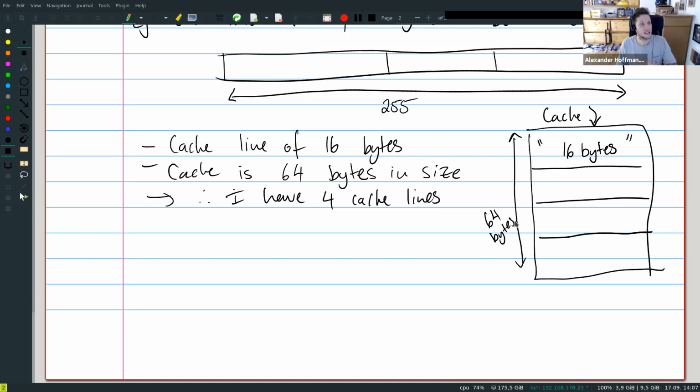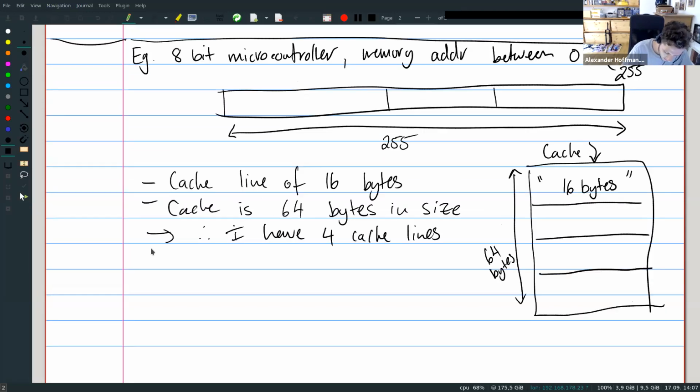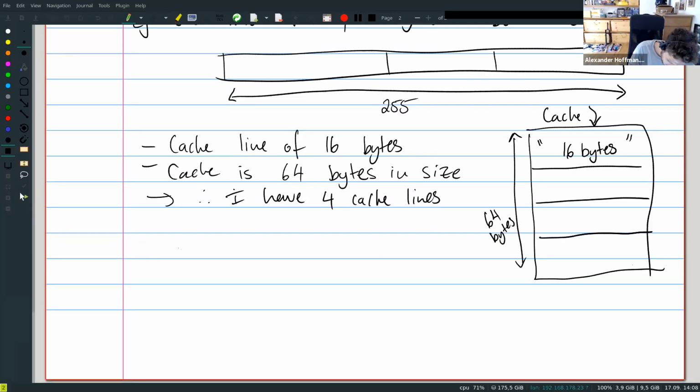Now, given some memory address, I'm just going to take some random 8-bit binary memory address. So we'll just get 1, 0, 1, 0, 1, 0, 1, 0. Now let's divide this up.